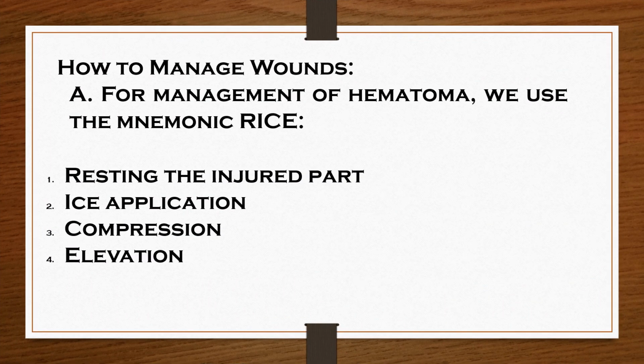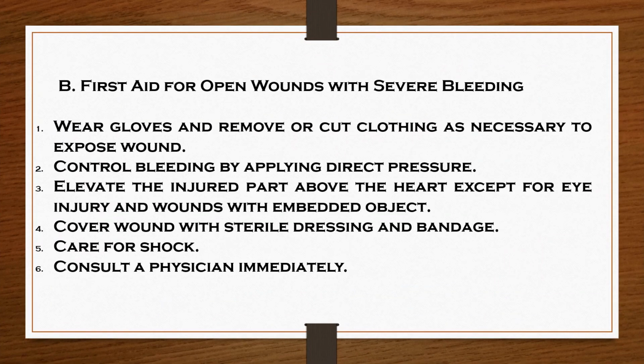How to manage wounds. For management of hematoma, we use the mnemonic RICE: resting the injured part, ice application, compression, elevation. First aid for open wounds with severe bleeding. Wear gloves and remove or cut clothing as necessary to expose wound. Control bleeding by applying direct pressure. Elevate the injured part above the heart, except for eye injury and wounds with embedded object. Cover wound with sterile dressing and bandage. Care for shock. Consult a physician immediately.